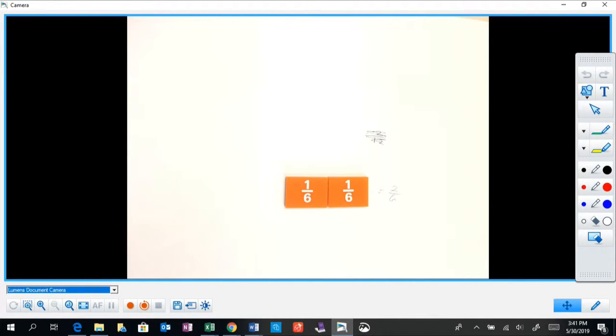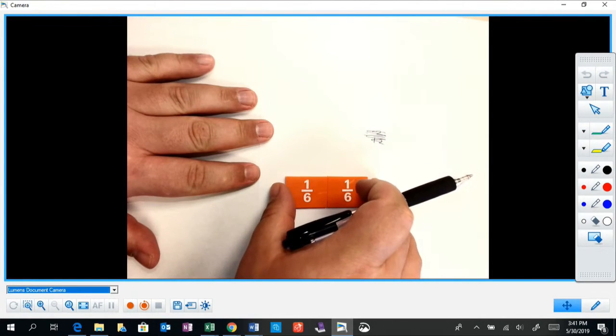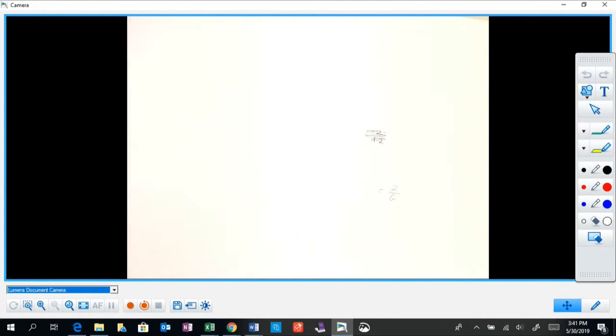So the denominator isn't a quantity. It tells us the size of the piece, how many pieces make up a whole, right? The numerator is the quantity. 1 piece plus 1 piece is 2 pieces. What size are those pieces? Those are 6ths. So when we have fractions that already have common denominators, like our example here, it's easy to add them together. We just add our numerators. Now, what happens then when we have two different size pieces?